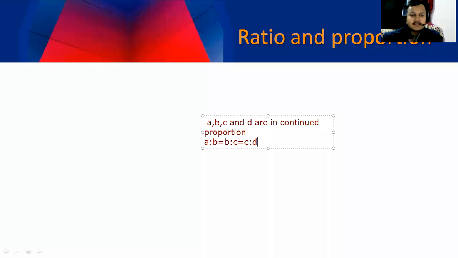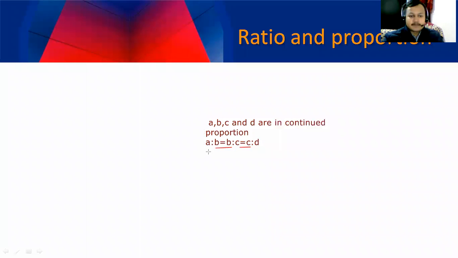What difference have you seen here? What difference did you observe in continued proportion? Many ratios are formed. Just look at these: B and B, C and C. These are repeated, isn't it?